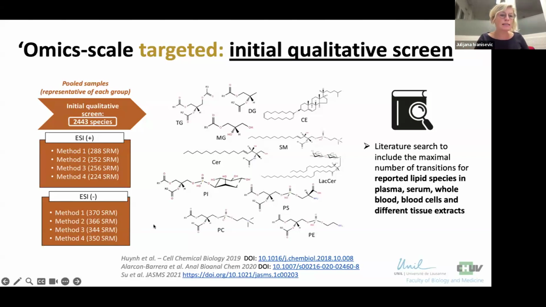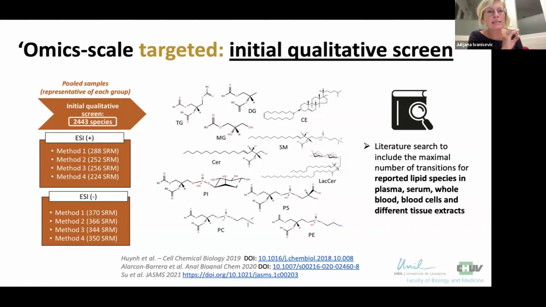And as you can see in orange on this first part of the scheme on your left, this initial screen today contains more than 2,400 different transitions for as many different lipid species. These transitions are distributed across 4 different methods in positive and 4 different methods in negative ionization mode, essentially to achieve the optimal peak definition and sensitivity.